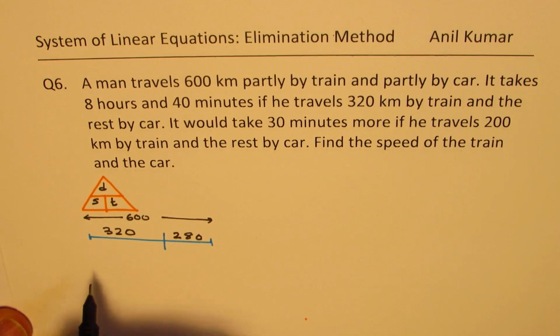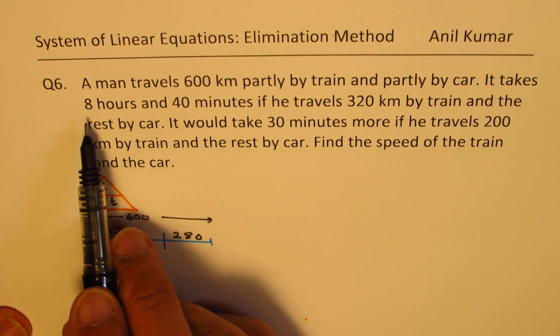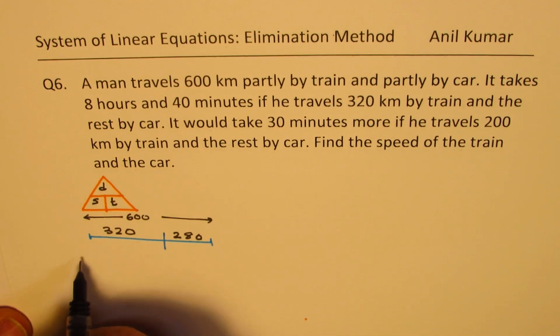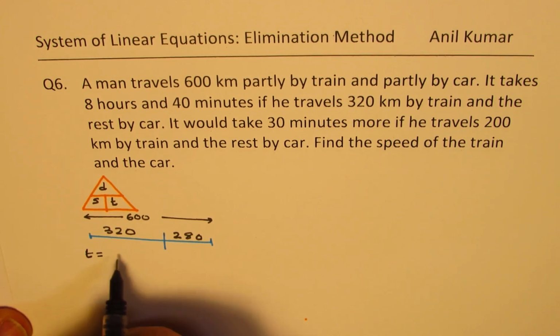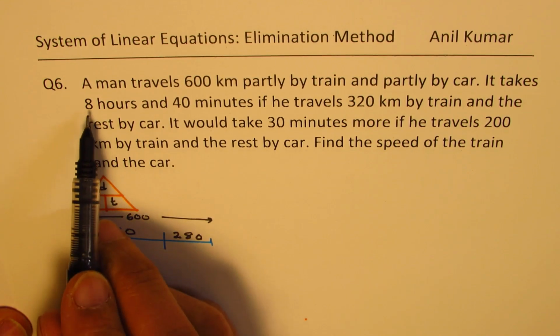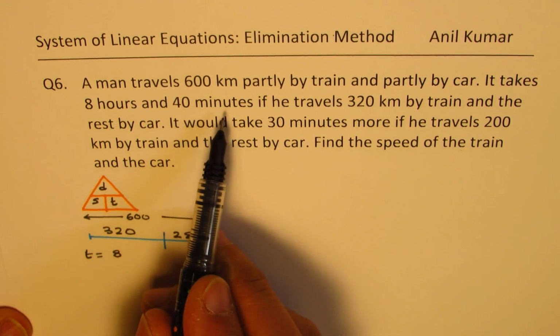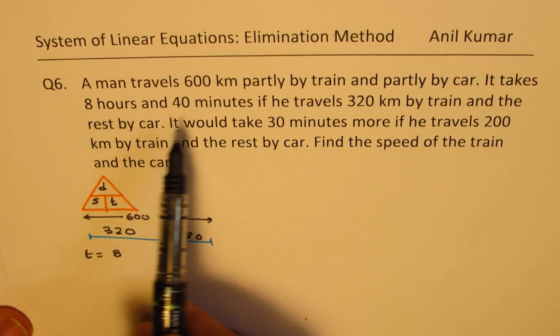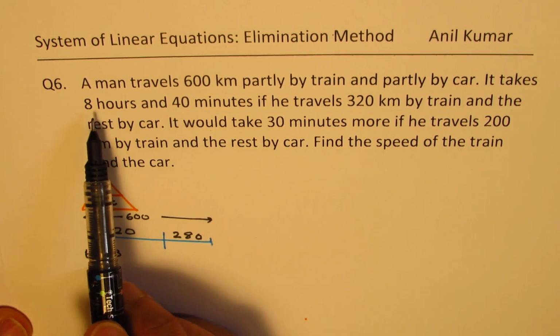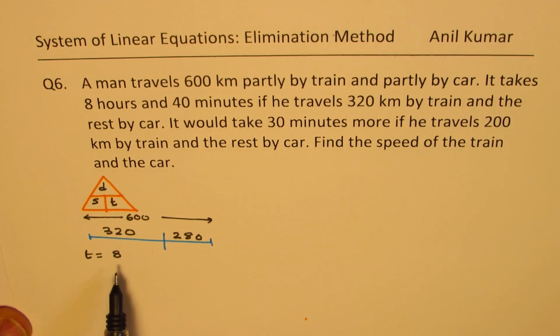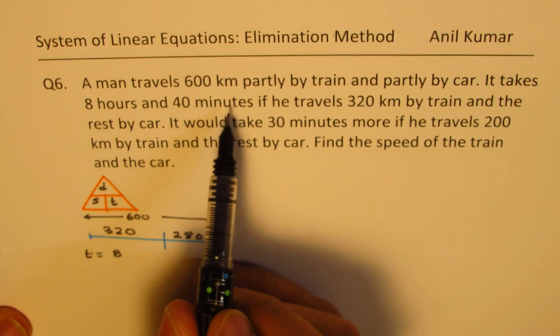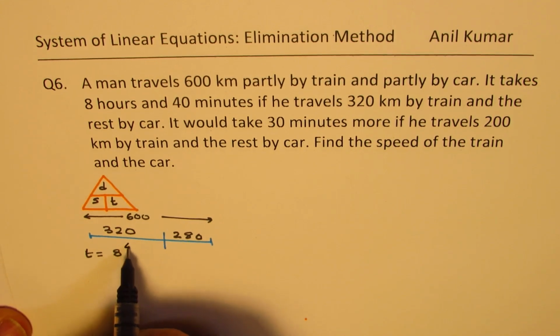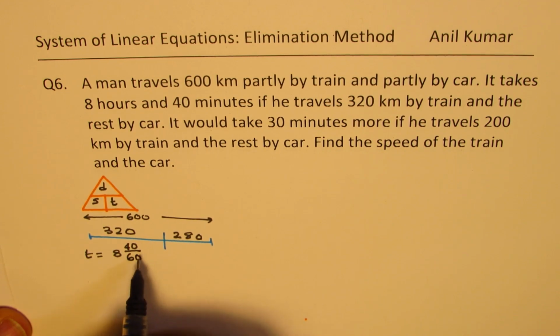Now, for all this, the time taken is 8 hours and 40 minutes. So time t for us is 8 hours. 8 is in hours, and 40 is in minutes. We need to convert them into one unit. As you prefer, you could do it in hours or in minutes. I prefer to do it in hours, and we are going to use fractions. See how. 8 hours and 40 minutes. 40 minutes in hours is 40 over 60, so that gives you the time in hours.